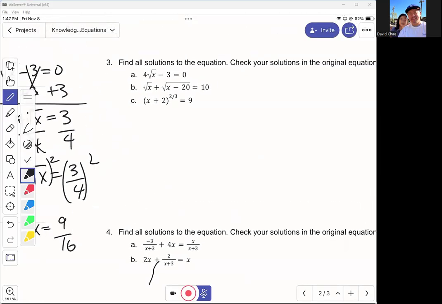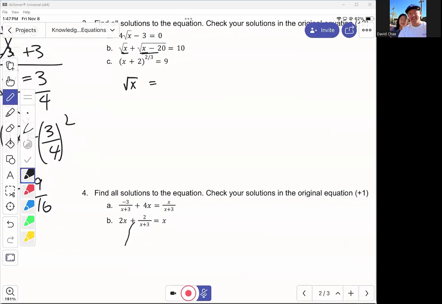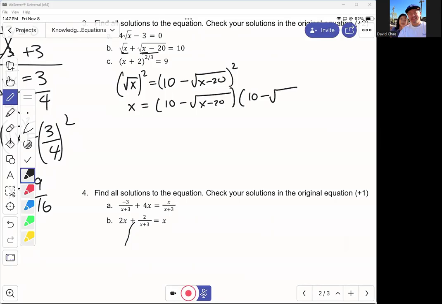Letter B. A lot of you guys just squared both sides right away. But remember, when you have two radicals here, you need to move one of the radicals to the other side. So radical x equals 10 minus radical x minus 20, and then square both sides. Please do that. Make sure you do that. So it becomes x is equal to 10 minus radical x minus 20 times 10 minus radical x minus 20. A lot of you guys are kind of skipping steps here, but make sure you finish this off.